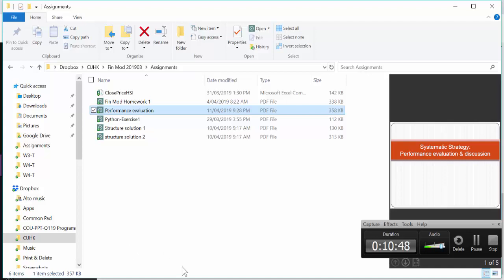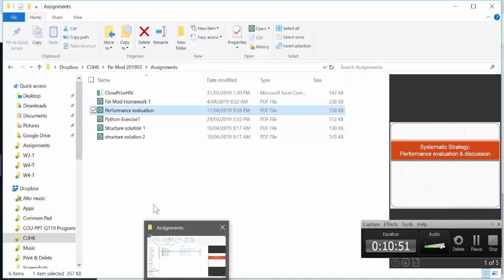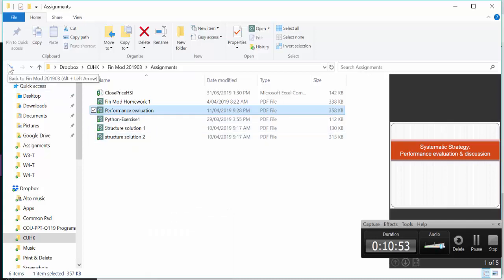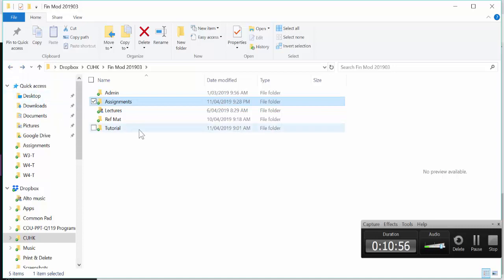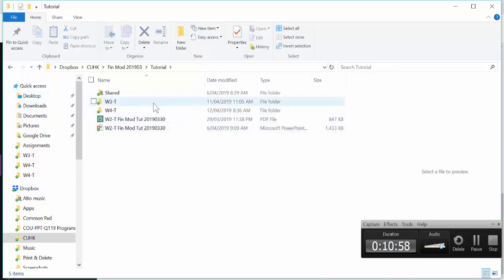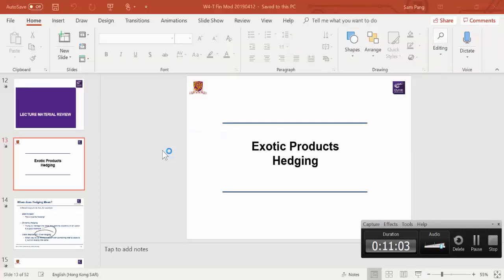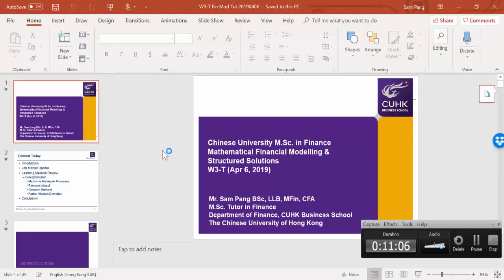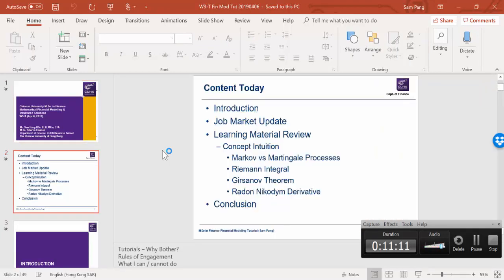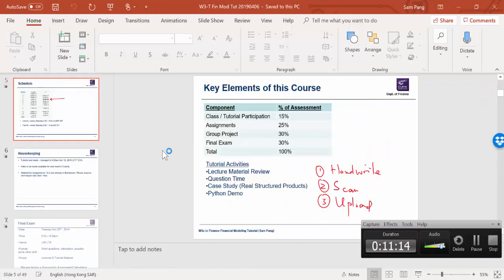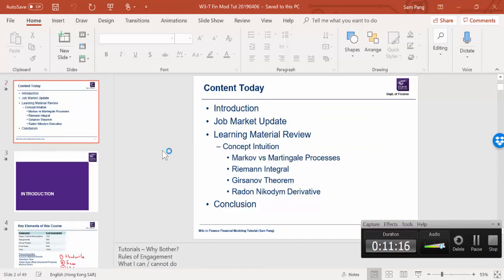Okay. What I do want to start off with today is just a quick look at last week's tutorial. Now, we were discussing change of measure and Kirchhoff's theorem, as you might recall. So last week we talked about the Markov process and how it is related to but different from the martingale process.